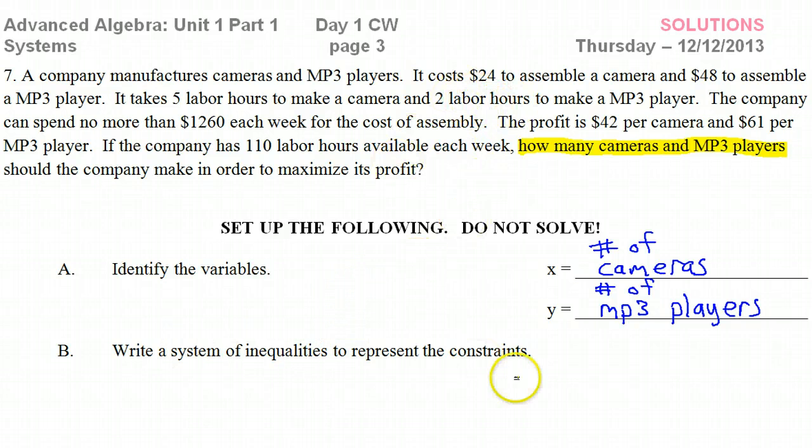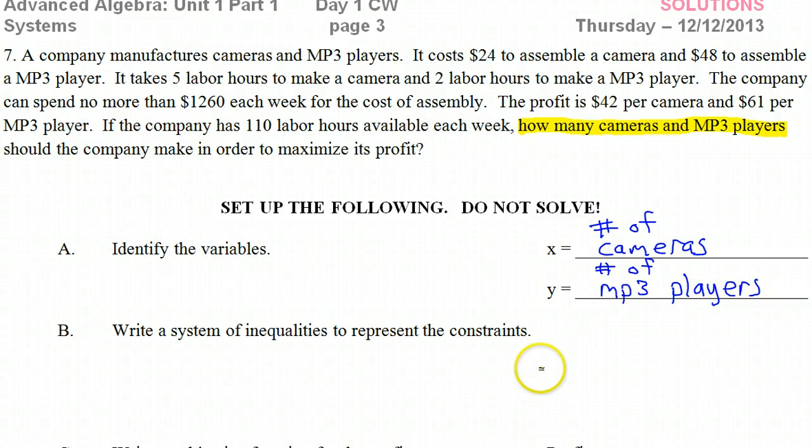Okay, so we need to write down the constraints. So I scanned through looking for limitations. A constraint is a limitation. So they're saying what it costs, what it takes. Okay, here comes the limitation. It says the company can spend no more than $1,260 each week for the cost of assembly.